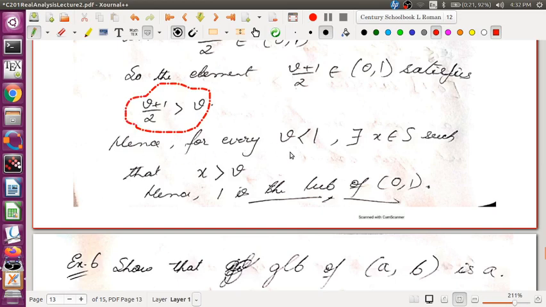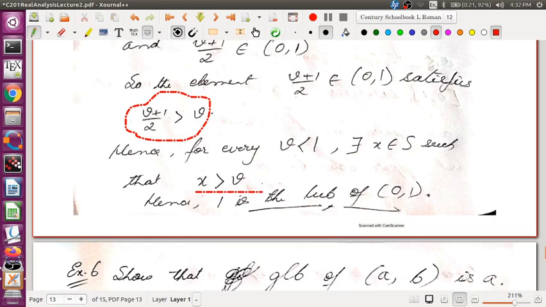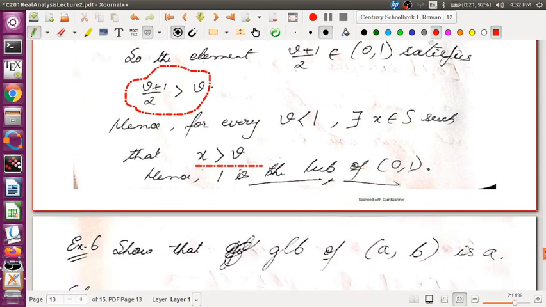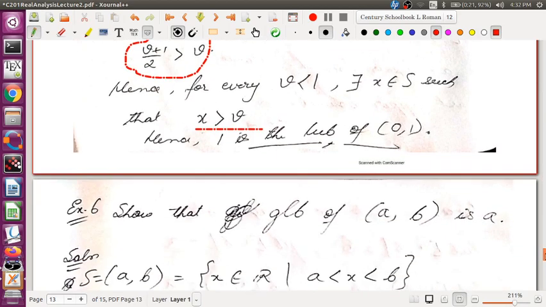Hence for every v less than 1, there exists an x inside S which satisfies x is strictly greater than v. Hence 1 is the least upper bound. Nothing less than 1 can be an upper bound. So 1 is the least upper bound of this set.